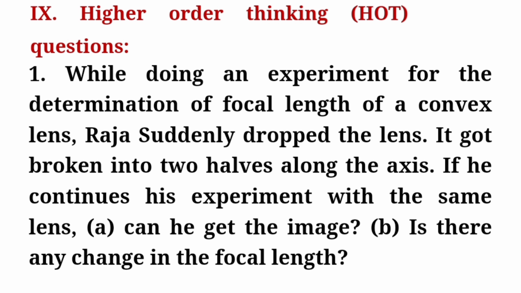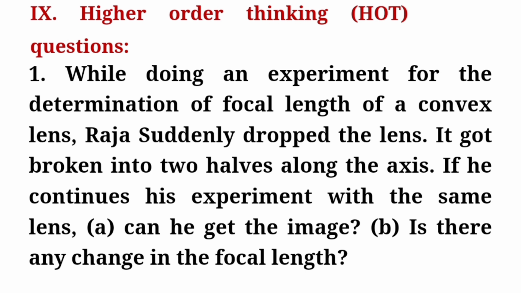9th Roman letter, higher order thinking questions. First one, while doing an experiment for the determination of focal length of a convex lens, Raja suddenly dropped the lens. It got broken into two halves along the axis. If he continues his experiment with the same lens, A, can he get the image?